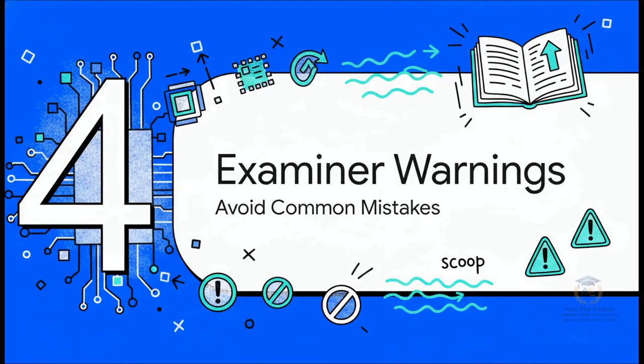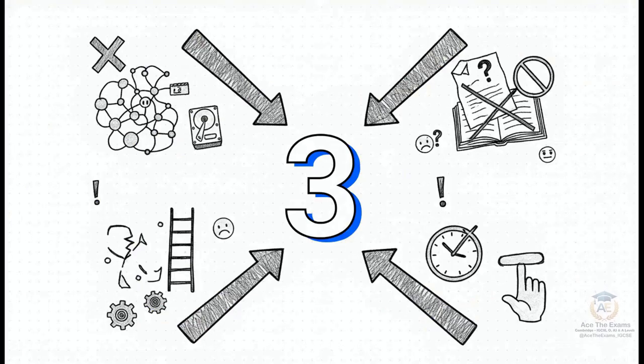Final checkpoint, Section 4, Top Examiner Warnings. Examiners have identified 3 massive, repetitive mistakes that consistently, year after year, cost candidates their grades. By knowing exactly what the examiners are tired of seeing, you can ensure your mission is a success. Let's look at these 3 major pitfalls and test your ability to spot them.